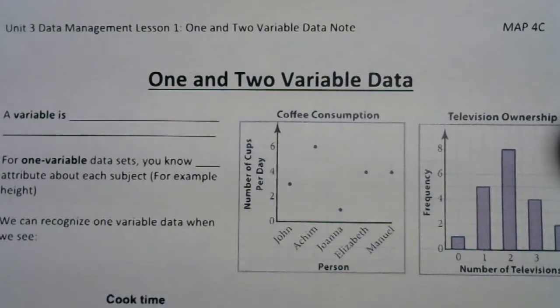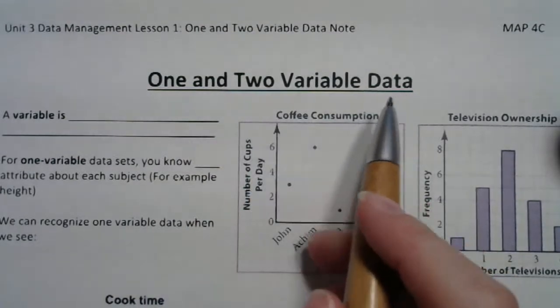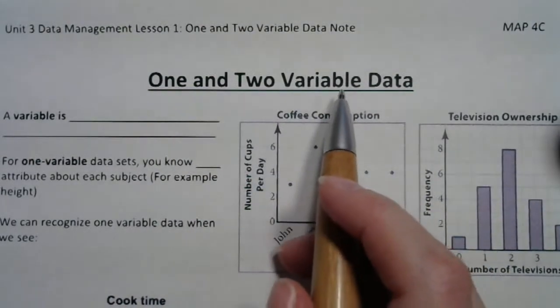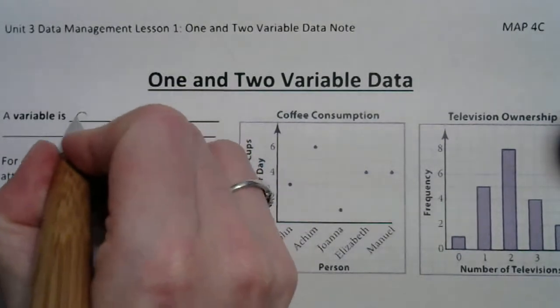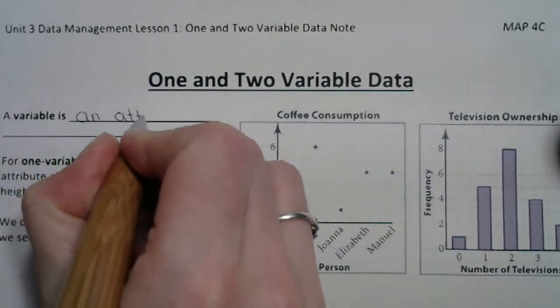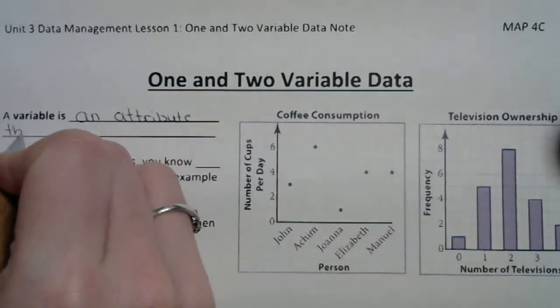So to start off our data management unit, we're going to start by looking at a couple of different types of data. Okay? We're going to look at 1 and 2 variable data and the differences between them. So first of all, what a variable is: an attribute that can be measured.